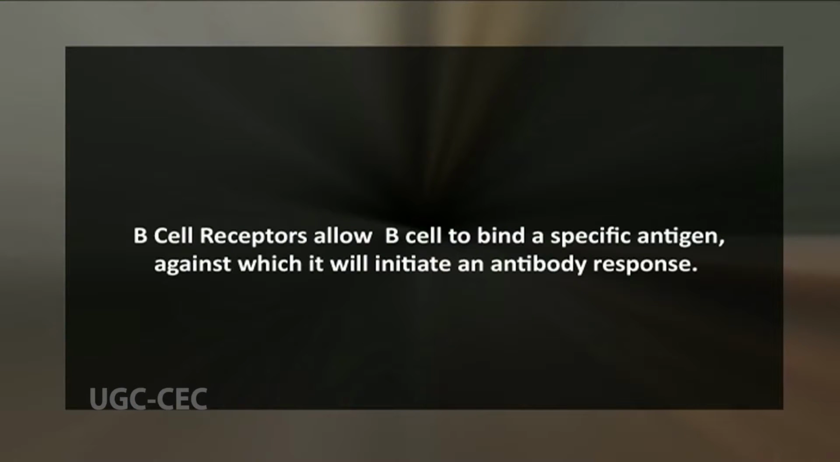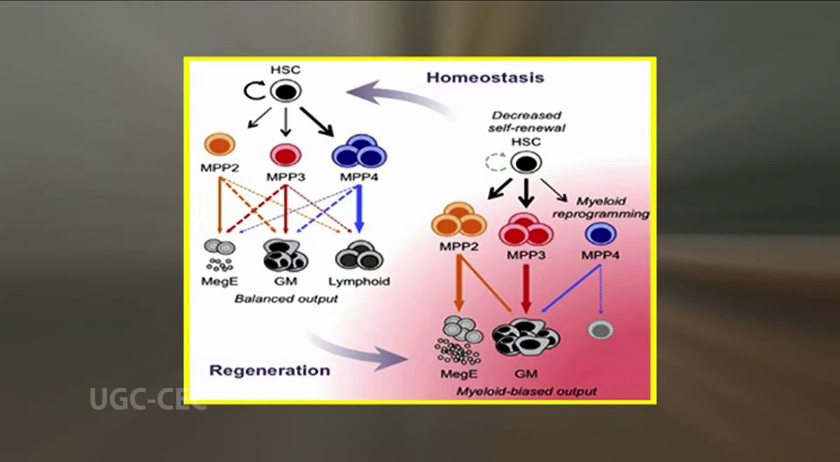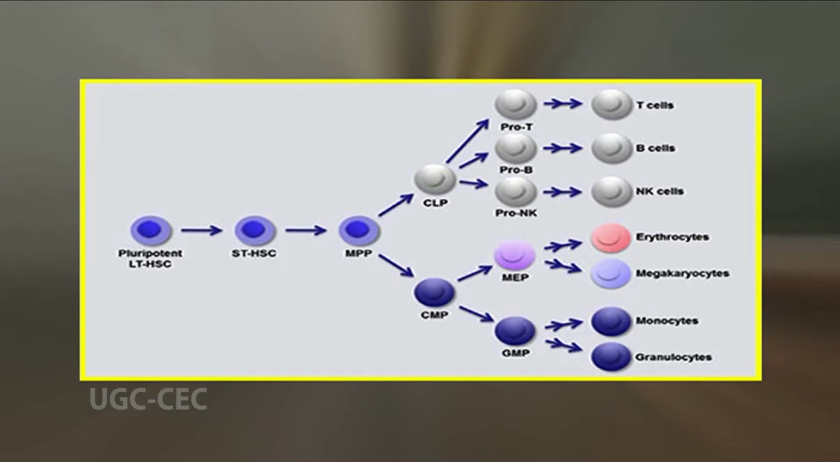B cells, unlike the other two classes of lymphocytes, T cells and natural killer cells, express B cell receptors on their cell membrane. B cell receptors allow the B cell to bind to a specific antigen against which it will initiate an antibody response. B cells develop from hematopoietic stem cells that originate from bone marrow. Hematopoietic stem cells first differentiate into multipotent progenitor cells, then common lymphoid progenitor cells. From here, their development into B cells occurs through several stages.